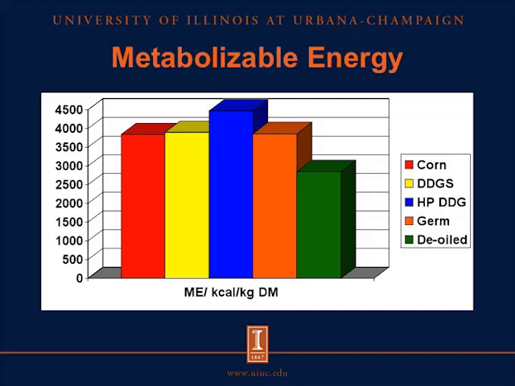And we can see here in the green bar that the concentration of energy is much lower than it is in any of the other co-products. So the conclusion here is that corn germ and DDGS contain about the same amount of energy as corn. High protein DDG contains a little bit more energy than corn, but de-oiled DDGS contains much less energy than corn.